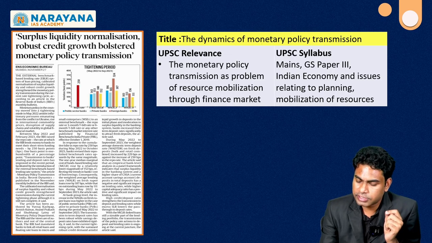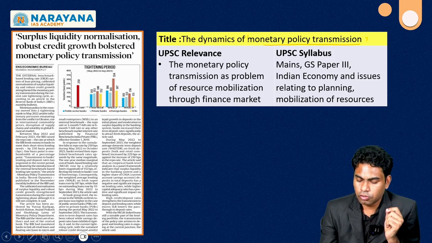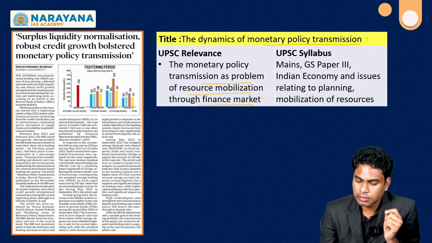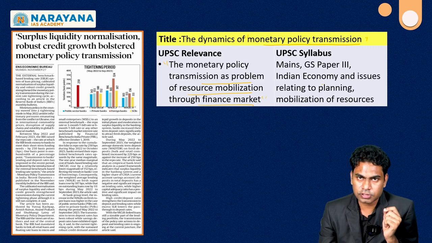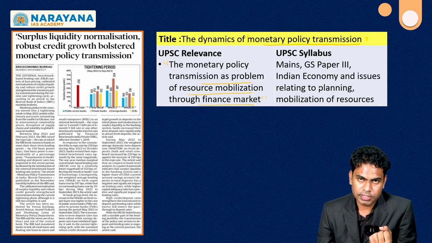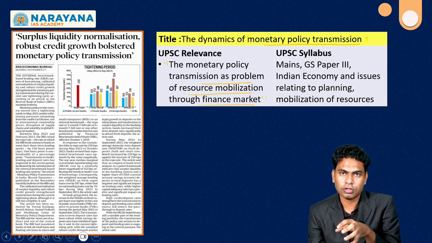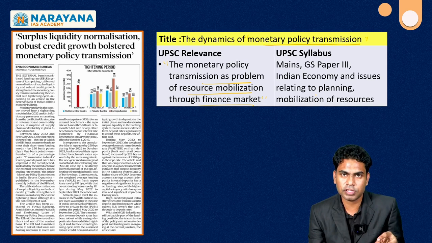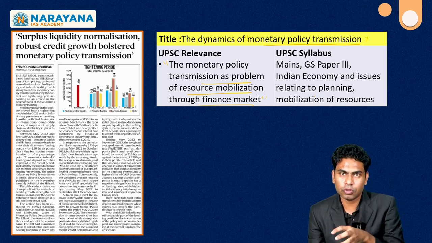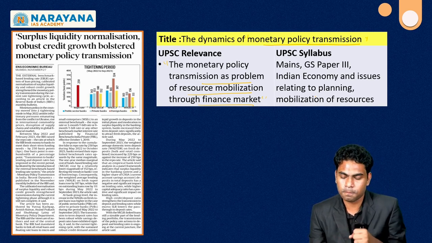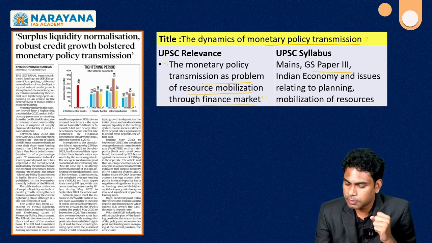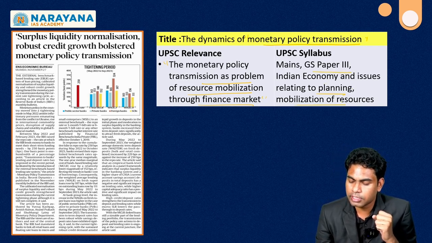So the title of the topic is Dynamics of Monetary Policy Transmission. The relevance of the topic is that transmission is a problem of resource mobilization through the finance market. Because transmission of monetary policy is important for the companies, for the government, etc. Ultimately, the economy also revolves around inflation levels, because through inflation we'll be able to know whether the economy is growing or booming. And the topic is relevant to GS Paper 3, Indian economy and issues related to planning and mobilization of resources.